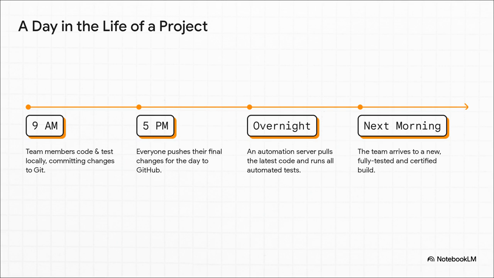So picture this. From 9 to 5, your whole team is coding away, committing changes to their local Git notebooks. Then, at the end of the day, everyone pushes their final changes up to the central library on GitHub. Then, while you're sleeping, the magic happens. An automation server, something like Jenkins, wakes up. It pulls down all that new code and uses that mvn test command we learned to run every single test from everyone on the team. So the next morning, the team walks into a fresh report telling them if all their combined work is a success. This is what we call a nightly build.